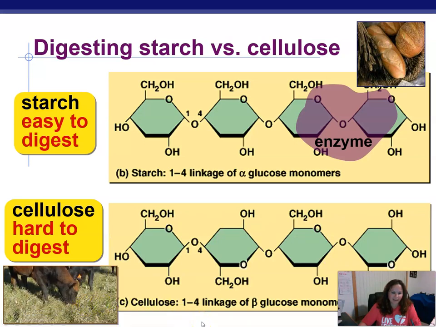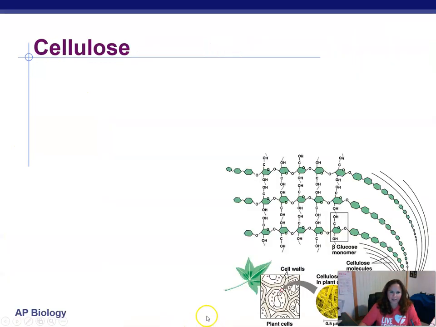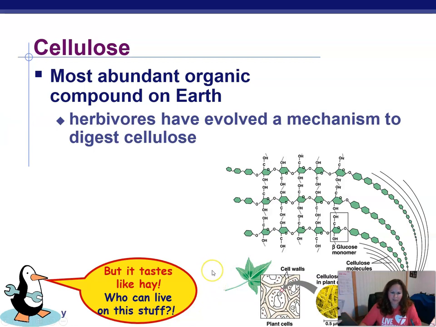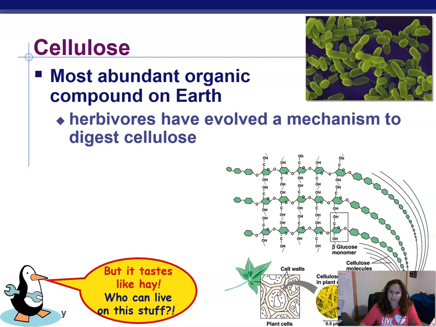But guess who can? Cows. Even though I shouldn't say easy, it's hard for them to do it as well. It's too bad, because cellulose is maybe the most abundant organic compound on Earth, and if we could digest cellulose, we would have plenty of glucose whenever we wanted. But if we can't digest it, it's basically only fiber for us. It'll go right through us. But herbivores have evolved a mechanism. One of those mechanisms is to have guts full of bacteria that can help them digest it.